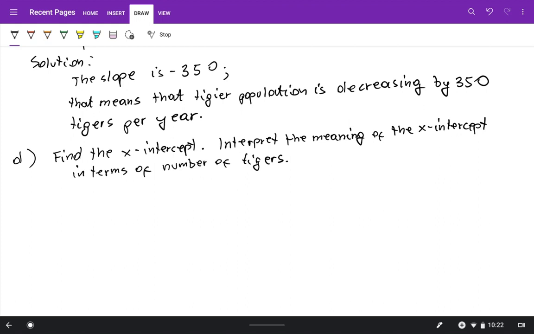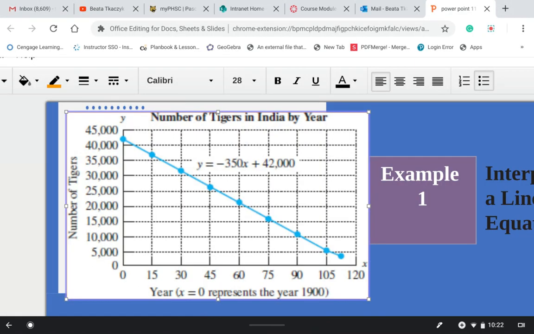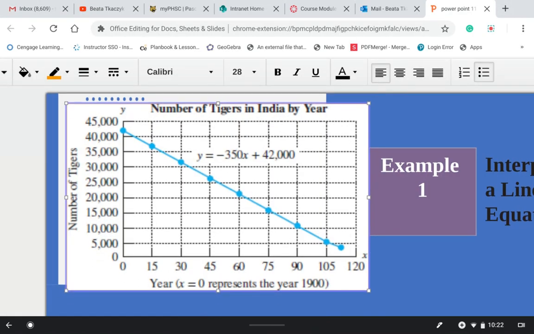Okay, so let's talk about the x-intercepts. So a couple things, okay? You guys have a nice graph right here, but look what happened. From this graph, I can't tell what the x-intercept is. It looks like it may be x equal to 120, but since my graph does not touch the x-axis, again, I don't want to estimate that. So what is better? Use the equation which represents the amount of tigers left in India, and find the x-intercept from the equation.